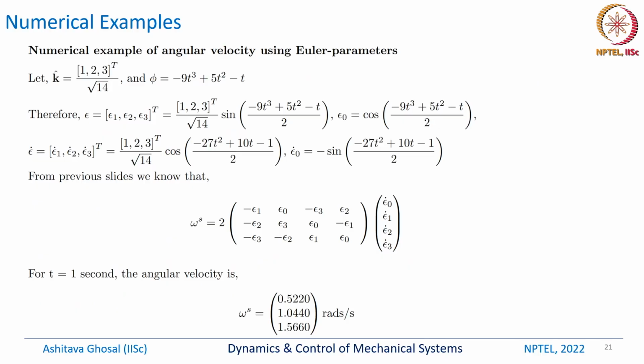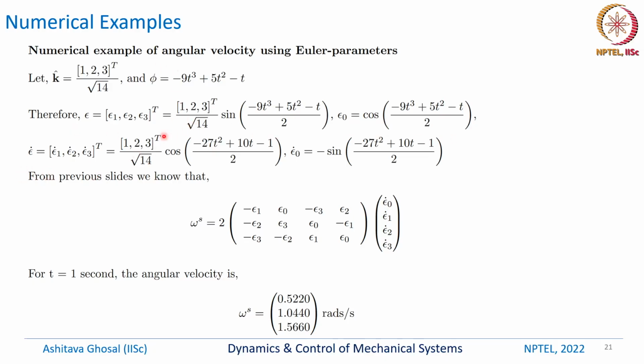The same thing we can show with Euler parameters. So if the k is given by 1, 2, 3 over square root of 14, so basically it's a unit vector, and this phi is some again randomly chosen minus 9t cube plus 5t square minus t. I can find out what the Euler parameters are. So epsilon 1, epsilon 2, epsilon 3, the vector part, is given by k times sine phi by 2, and epsilon 0 is cos phi by 2.